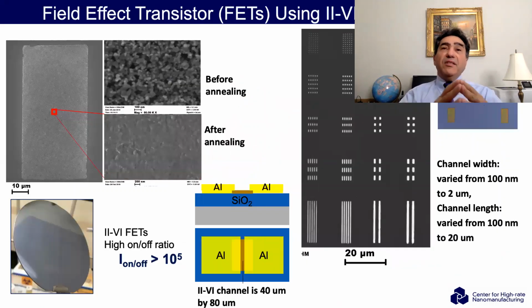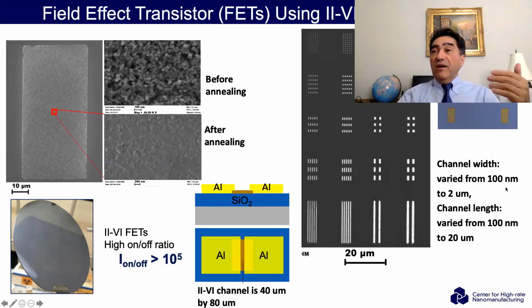Here we have transistors using 2-6 semiconductor. And so this is zinc oxide. You can see before and after annealing, and the on-off ratio here is 10 to the 5th. And we used devices with varying dimensions. The channel width, for example, was varied from 2 micron to 100 nanometer, and the length from 20 micron to 100 nanometer. So you can see that we can print actually very small structures on the same substrate.